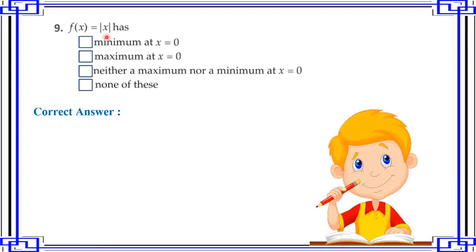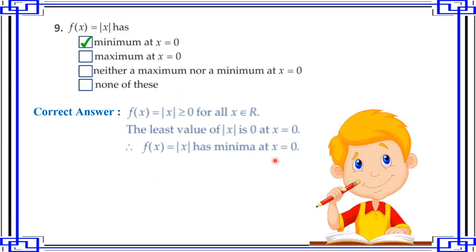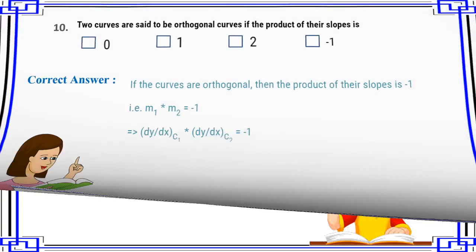Now f(x) is equal to mod of x has what? So students, there is nothing to explain. We know very well the graph of the modulus, and we know very well what the minimum value of this modulus x is. It is 0. So it has a minima at x equal to 0.